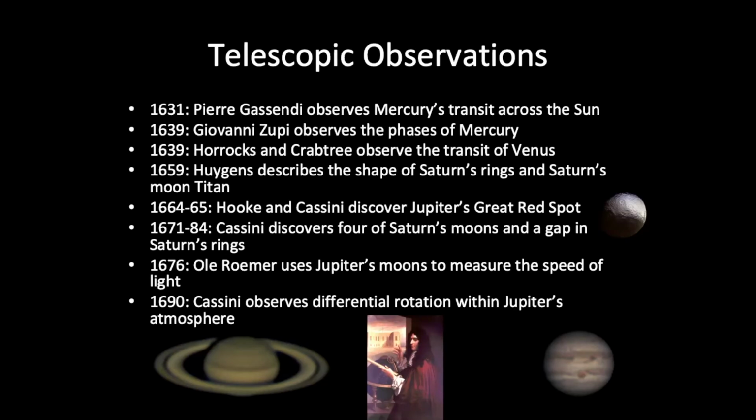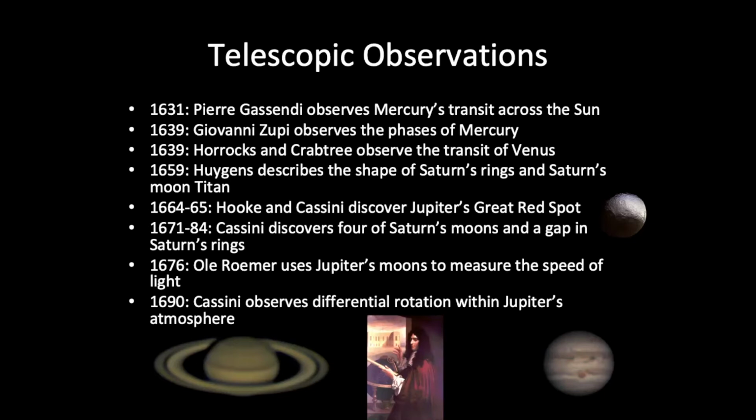And that brings us to telescopic observations during this time. After Galileo's significant telescopic observations, there were still plenty more for other people to observe. The first ones involve Mercury and Venus. In 1631, Pierre Gassendi observed Mercury transiting across the sun, and this had been predicted by Johannes Kepler.